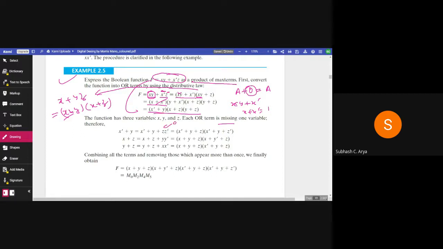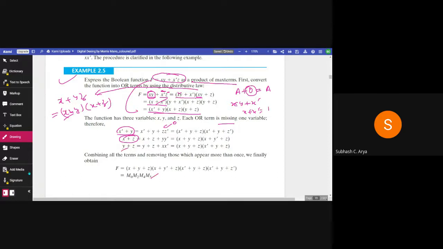This is nothing but 0. y into y bar is nothing but 0. x into x bar is nothing but 0. But how to determine? In this you can see the z term is missing. That is why we add 0 represented by z bar. Here we add 0 represented by y, y and y bar and so on.